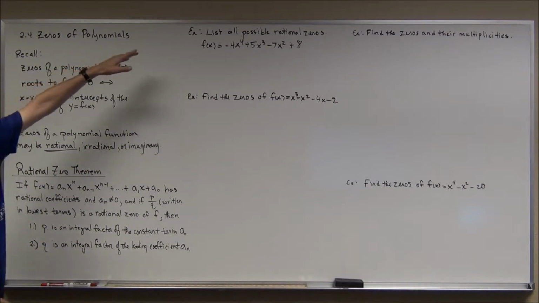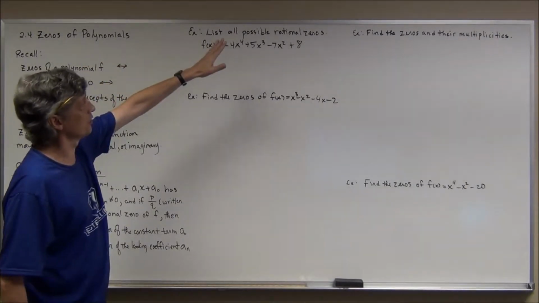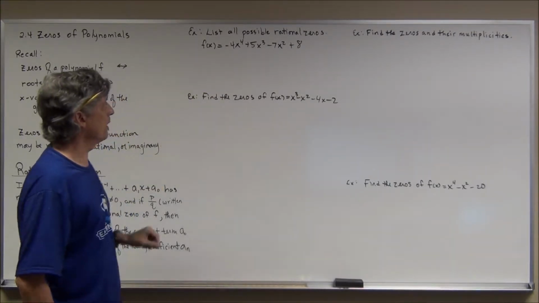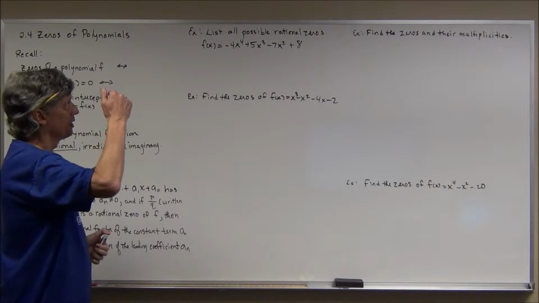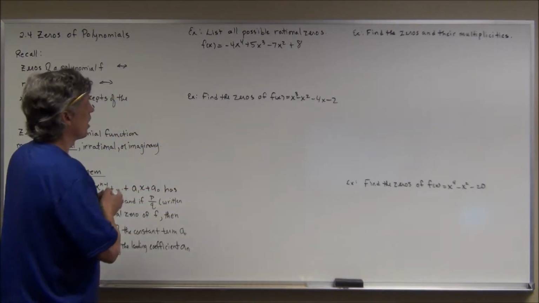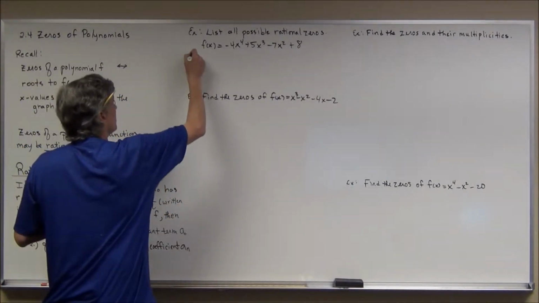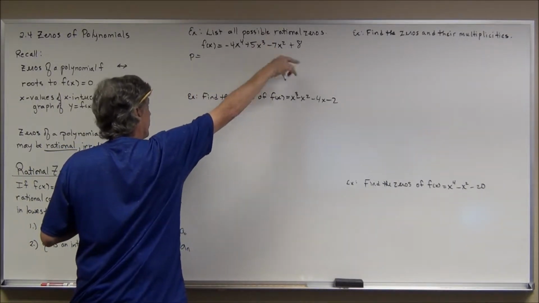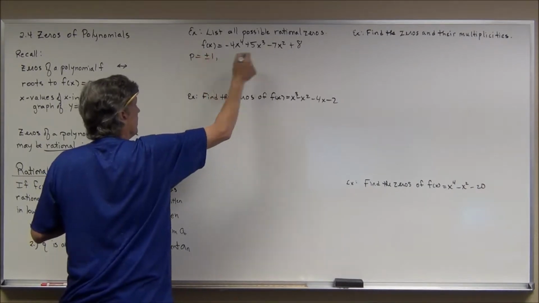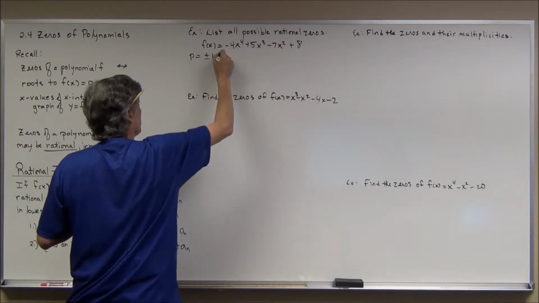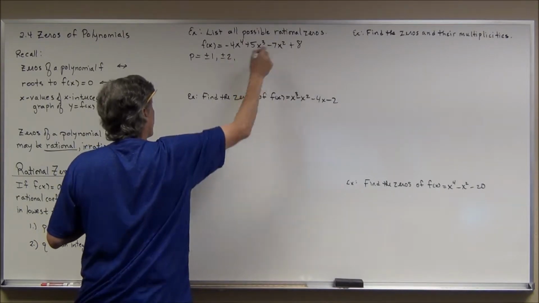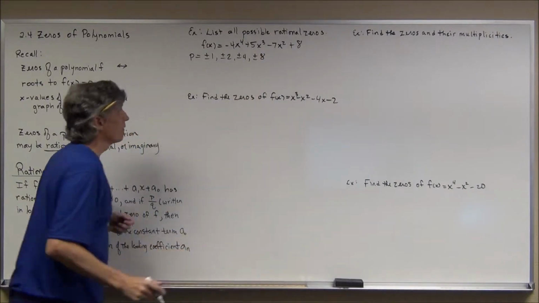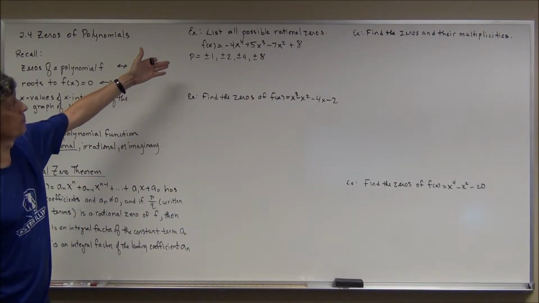So in the first example here, I don't want to actually find the rational zeros, and this is degree 4, so I could have as many as 4 of them. But I would like to know what my list of candidates is. So I'm going to look at p first. Remember, p is an integral factor of 8, so it could be 1 or negative 1, 2 or negative 2, 4 or negative 4, or 8 or negative 8. So I have 8 different possibilities.